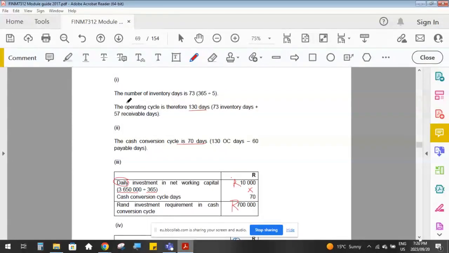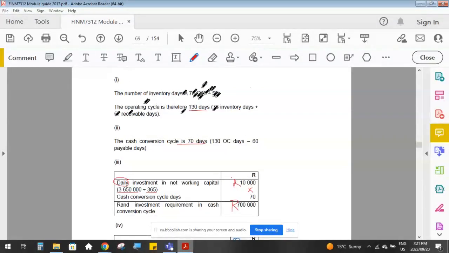Okay, so number one, calculating the operating cycle. They gave us the 57 receivable days. You had to work out the inventory days. They told us that we had 5 inventory turns per annum. Also, always look to see, they will always give you the number of days in the year. So always look, sometimes they get tricky and they say 360 days. So don't always assume 365 days. Sometimes they give you a different number. So 365 divided by 5, that means in each one of those 5 turns, there are 73 days. So our inventory days cycle is 73.